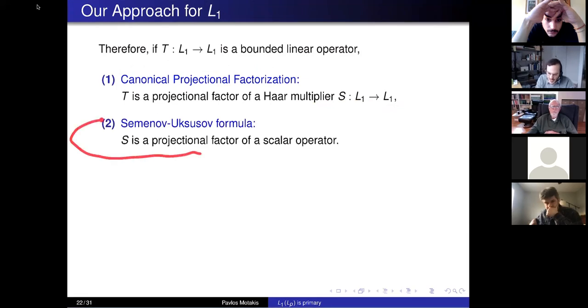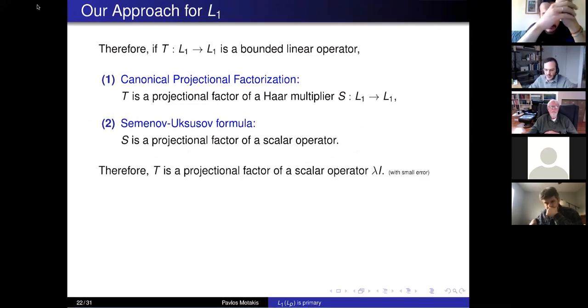And then by the Semenov-Uksusov formula, you reduce your problem to a scalar operator. So you truly have a reduction. You started from arbitrary, you reduce to multiplier, then you reduce to scalar operator. And then T is a projectional factor of a scalar operator and some small perturbations that you can account for.